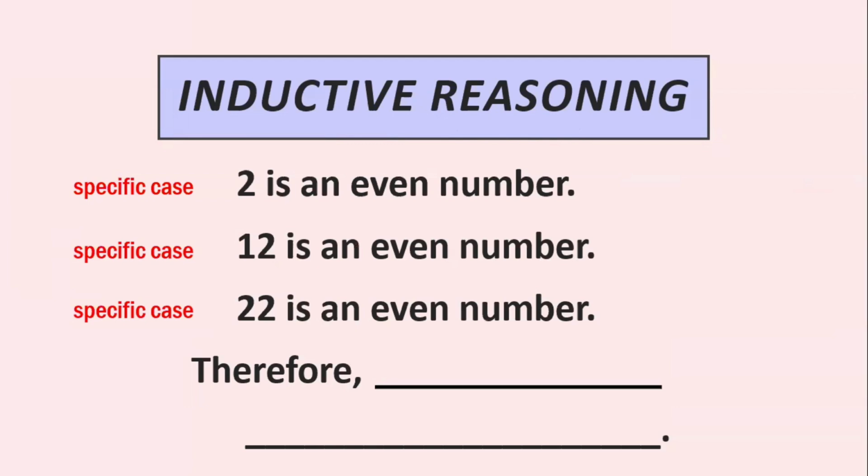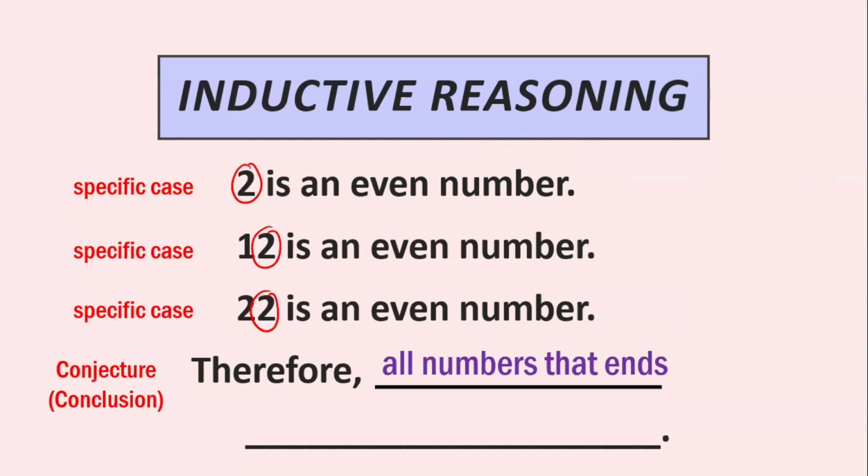So as you can see, there is a pattern. As you observe, we have a pattern here. We have 2, 12, 22. All right, so as you can see, they have a common number, which is 2, and they are numbers that end with 2, right? So meaning to say, the conclusion here we can give is that all numbers that end with 2 are even numbers. So that is an example of inductive reasoning. Specific cases, and then you make a conclusion out of those specific cases.